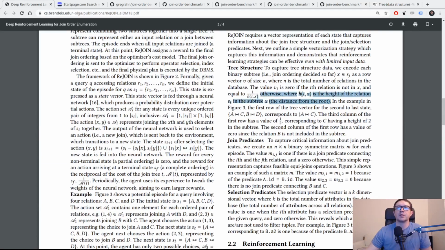Here when they're talking about the distance from the root, it's the maximum distance from each node to a node in its leaf, and this is just computer science. This is not specific to databases.